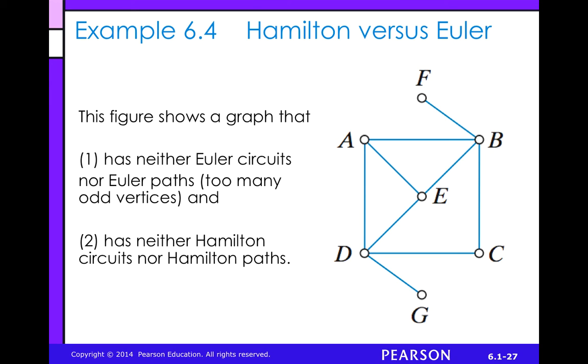So this has no Euler circuits, no Euler paths, no Hamilton circuits, no Hamilton paths. Okay, so you can build all sorts of examples, and they're in your book, showing that, as I said before, just because you know things about Euler stuff doesn't mean you know anything about Hamilton stuff, and vice versa.